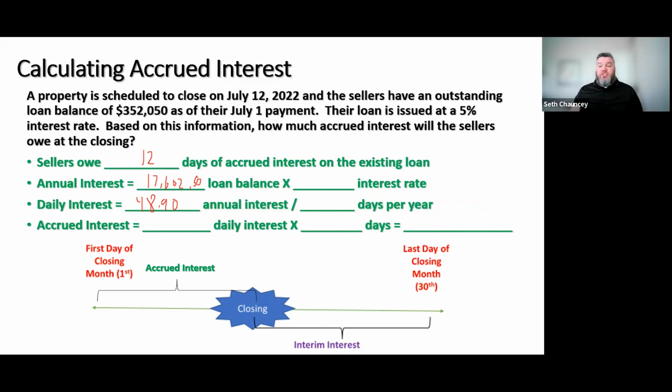Yeah, remember the seller is always just like this one. They close on the 12th. They owe 12 days. It is always the day of closing that the seller is responsible for with accrued interest. No deviation. If they close on the 20th, they owe 20 days. If they close on the 3rd, they owe 3 days. If they close on the 4th, they owe 4 days.